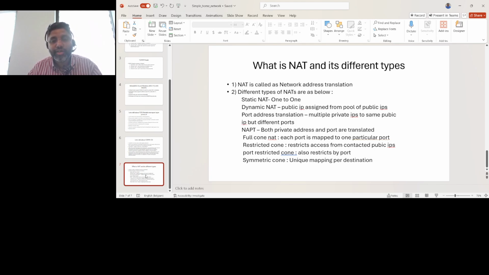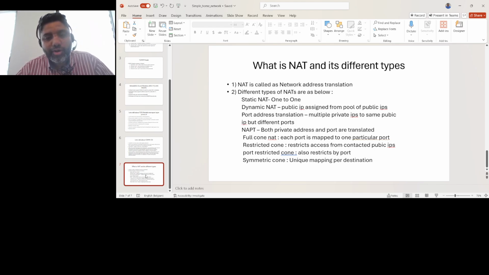Most home networks have port address translation implemented. What is network address port translation? In NAPT, or network address port translation, both your IP address and the port are translated. So this is also not a scalable solution. It is used in carrier-grade NATs, where we don't have many private IP addresses.